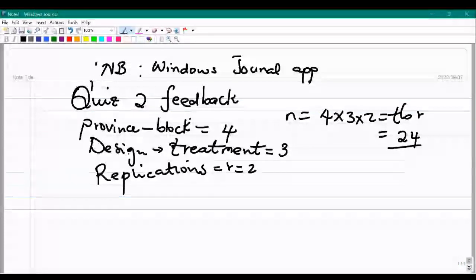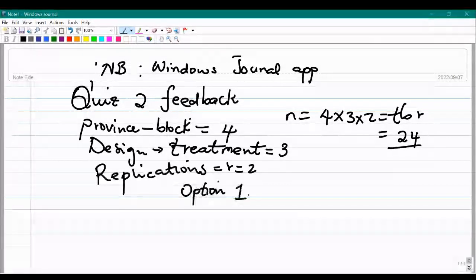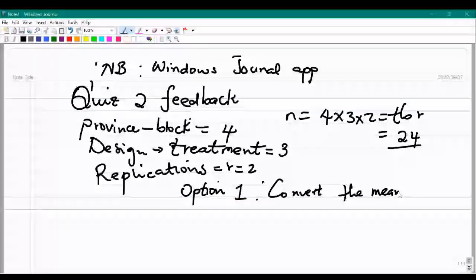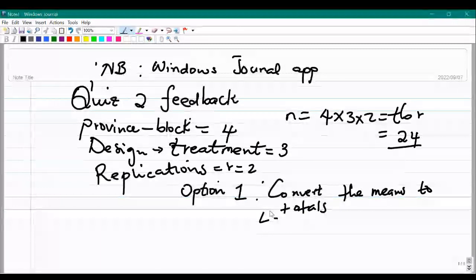There are 2 ways of dealing with this problem when coming to the formula. Maybe there are more than one option. Option 1, convert the means to totals. Convert all the values to totals. How are we going to do that, guys? Because you are given the means for each and every cell, convert the means to totals. How are you going to do that?